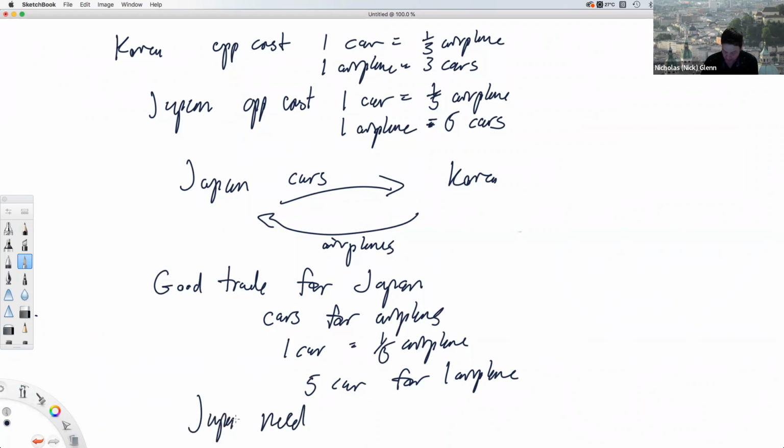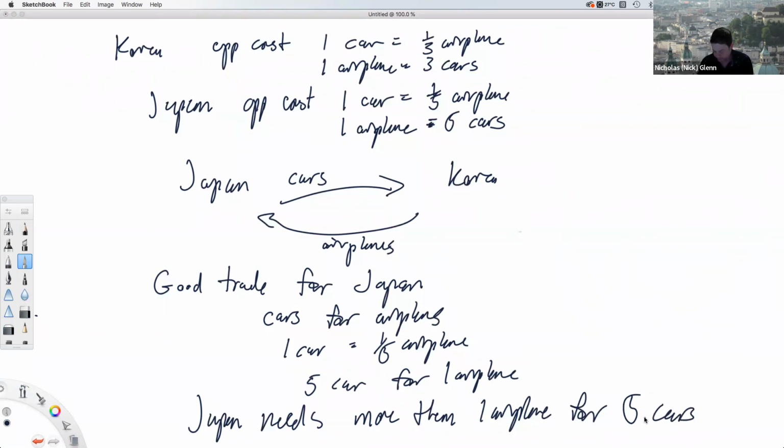So Japan needs more than 1 airplane for 5 cars. So 2 airplanes would be great for 5 cars. Or if they produced 10 cars, they would need something greater than 2 airplanes. They would need 3 airplanes and so on. But if Korea's not offering more than 1 airplane for 5 cars, it's not worth their while. They'll just say, okay, we need another airplane, we'll just give up producing 5 cars and build our own airplane. So they're going to need to get more than 1 airplane for 5 cars.